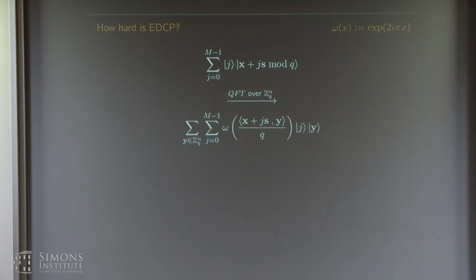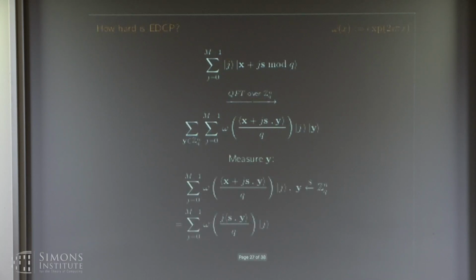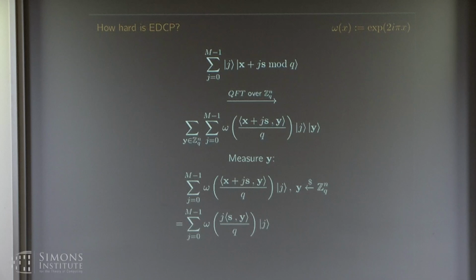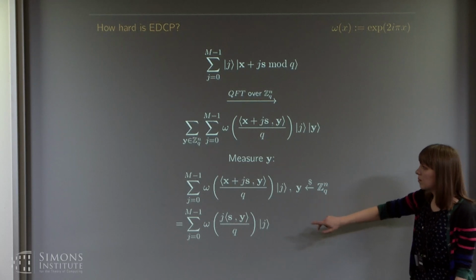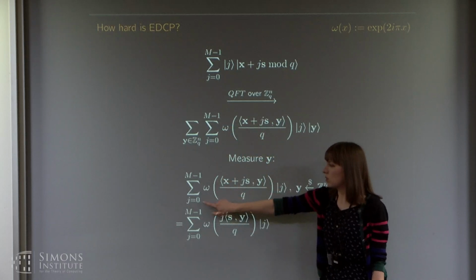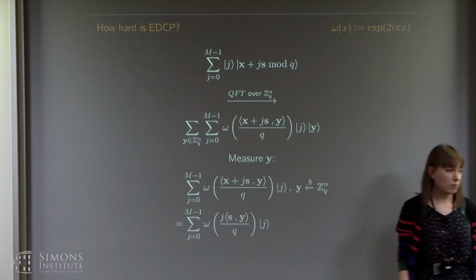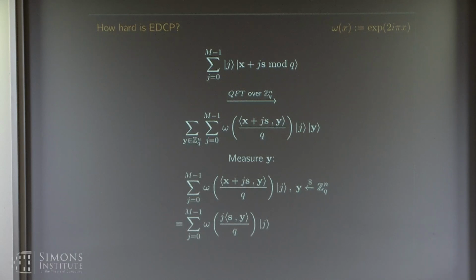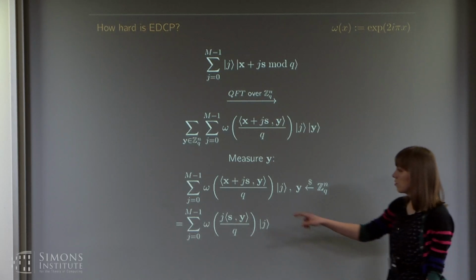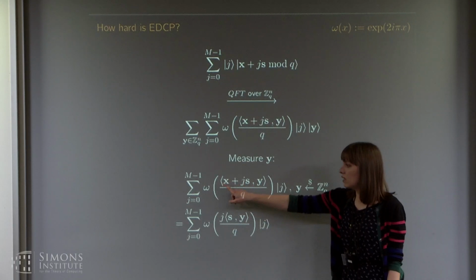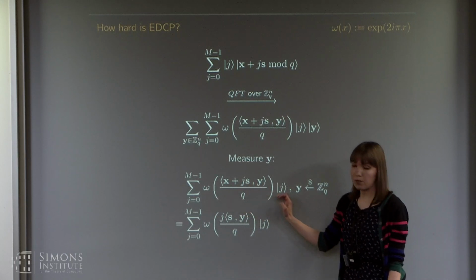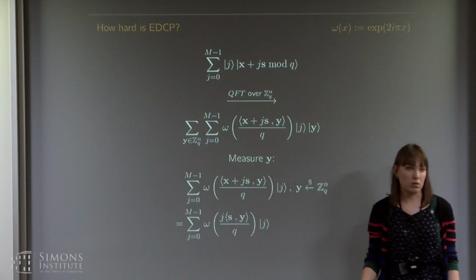Now, the x is the same for all j's. First I measure y. I would measure y from this state, and I would get a random y and whatever remains for this y, which is this one. Because x is fixed for all the j's, I could describe this inner product as x inner product y plus j s inner product y, and the inner product between x and y is the same for all the j's, so it goes into the global phase. So it doesn't matter.